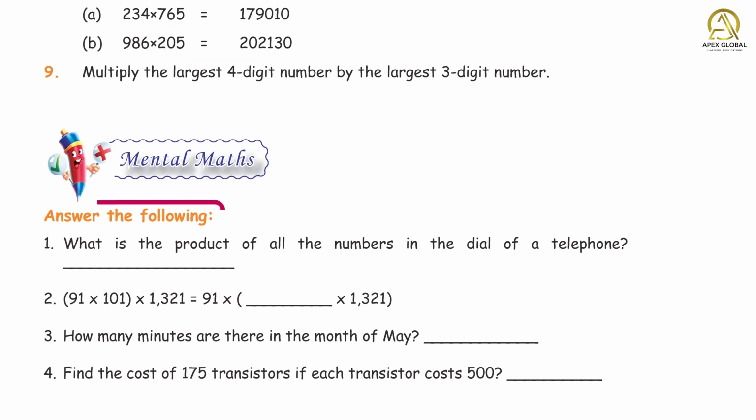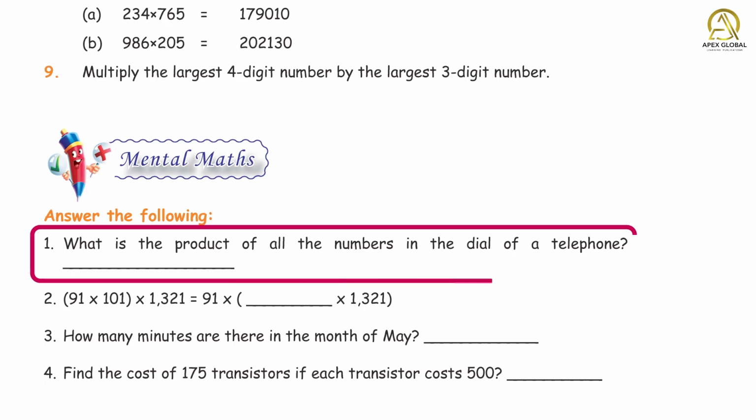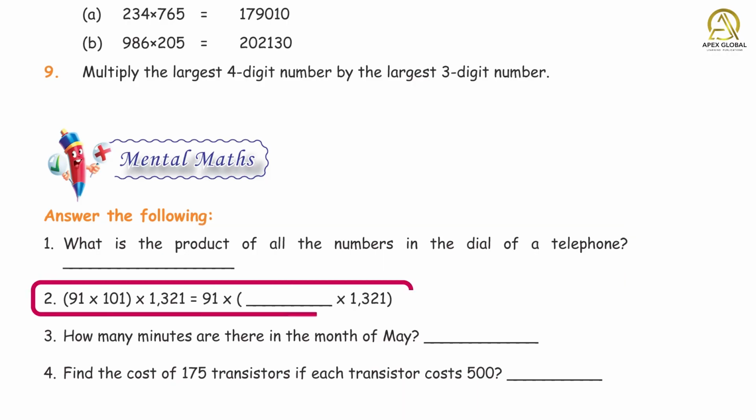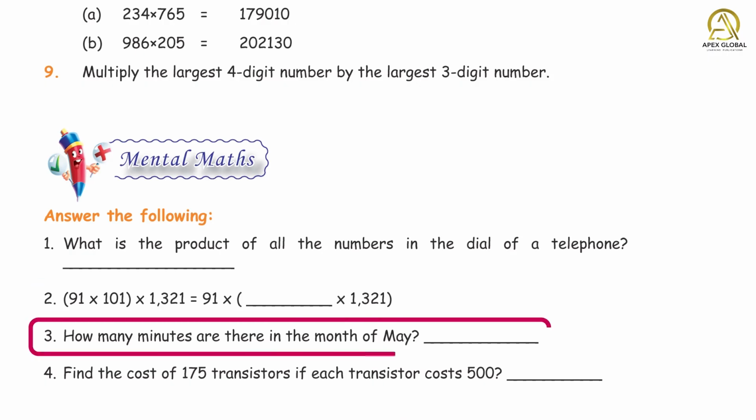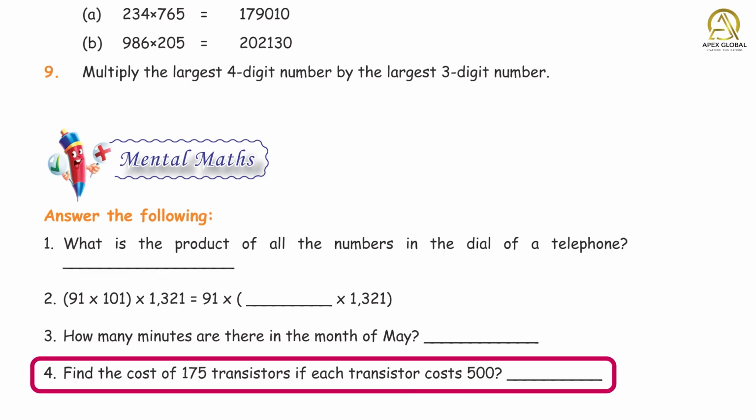Mental maths. Answer the following. 1. What is the product of all the numbers in the dial of a telephone? 2. 91 into 101 into 1,321 is equal to 91 into 101 into 1,321. 3. How many minutes are there in the month of May? 4. Find the cost of 175 transistors if each transistor costs 500.